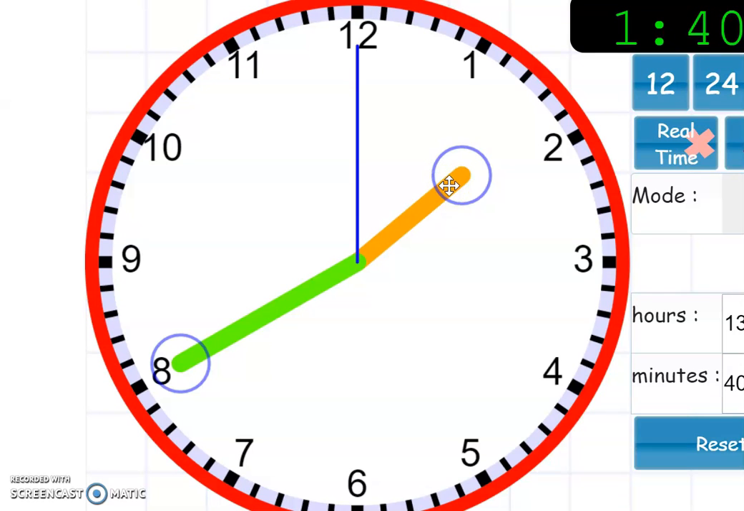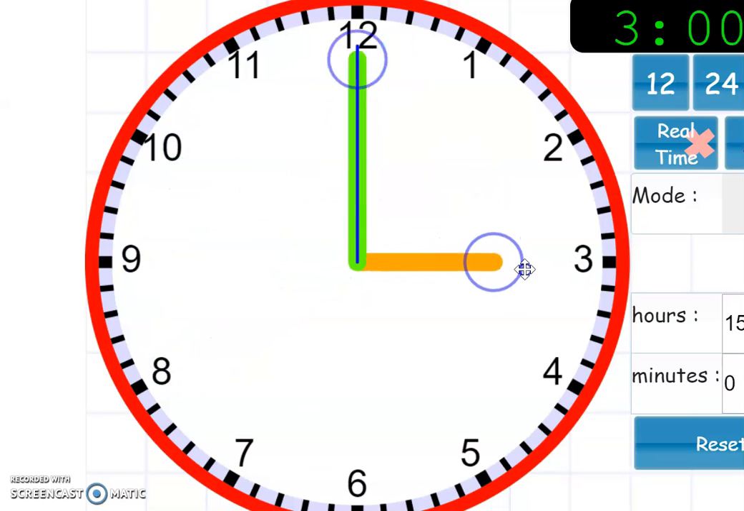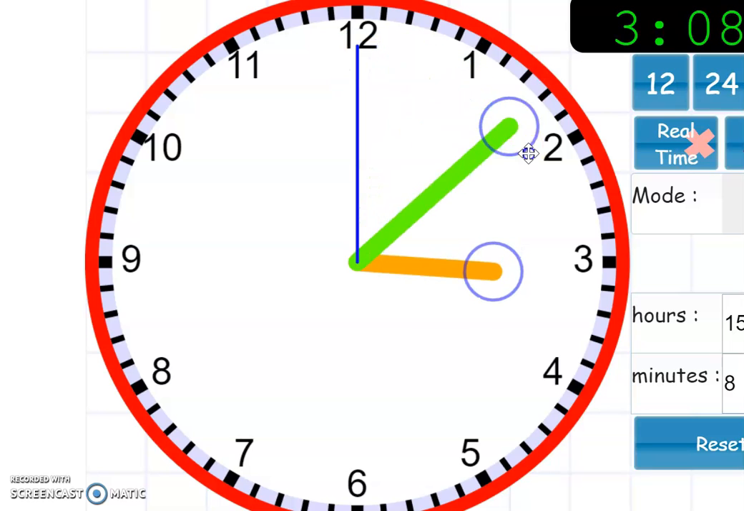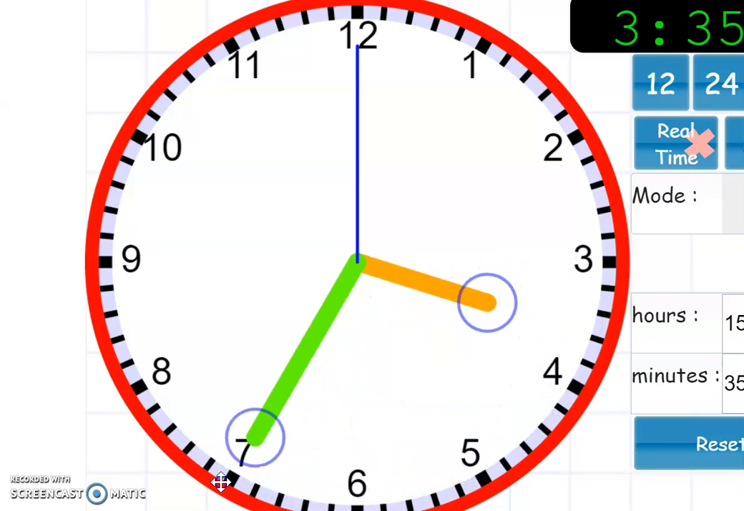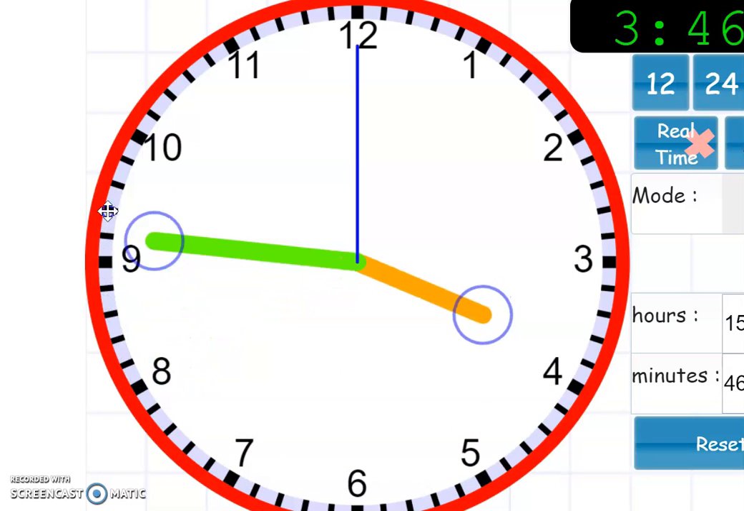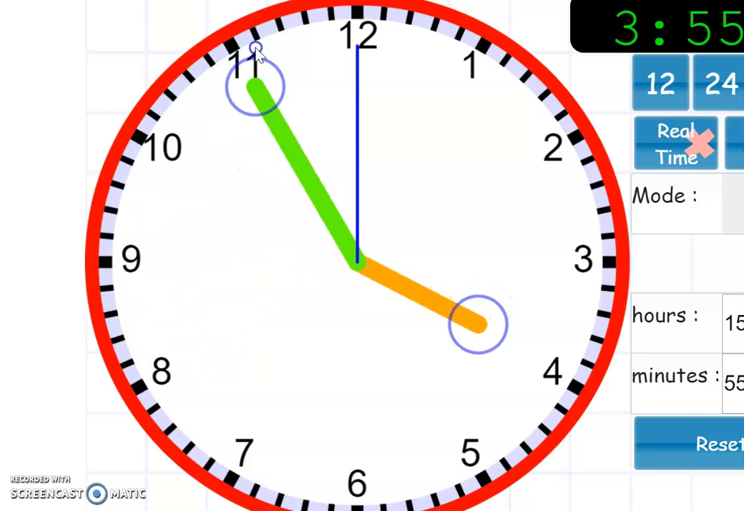All right, so I would like you guys to show me 3:55. So let's start at 3 o'clock. All right, so we know if it's at 3 o'clock, our hour hand's pointing at the 3, minute hand's pointing at the 12. Let's figure out where's 55. Let's go around and count. 5, 10, 15, 20, 25, 30, 35, 40, 45, 50, 55. So for 3:55, our hour hand is between the 3 and the 4, almost to the 4. We're super close. And our minute hand is going to be pointing at the 11 because the 11 represents 55 minutes. All right, guys, nice job today.